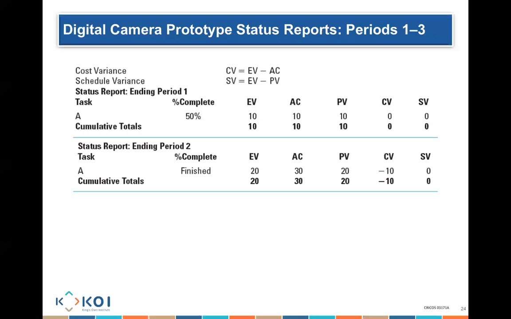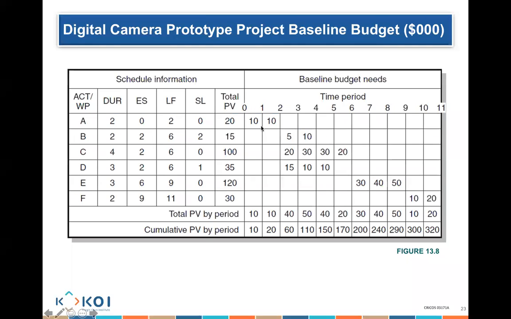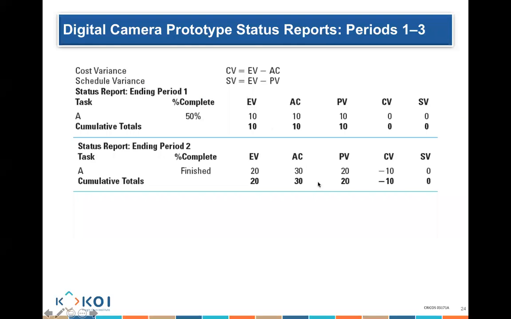Okay, so you can see here then, I earned 20 because I've done 100% of the work. I was planned to earn 20 because that's basically planned here, 20. I know the cost is 30. So when I want to compare it, cost variance is EV minus AC, 20 minus 30 equals minus 10. SV equals EV minus PV, 20 minus 20 equals 0. And that will give me the totals for that activity.